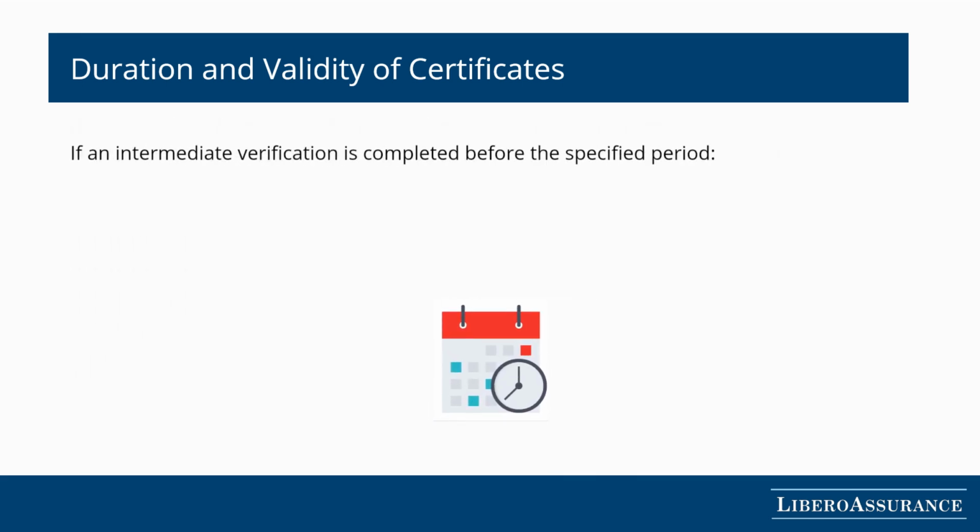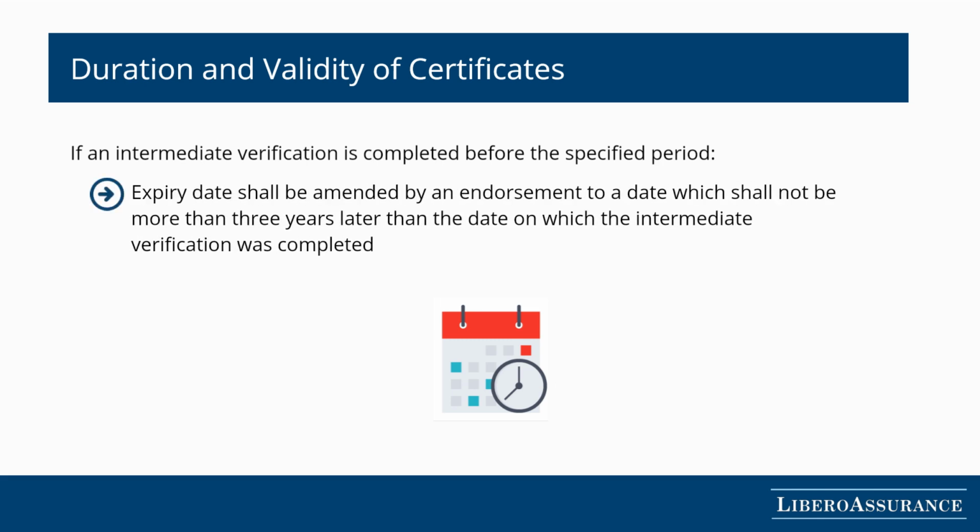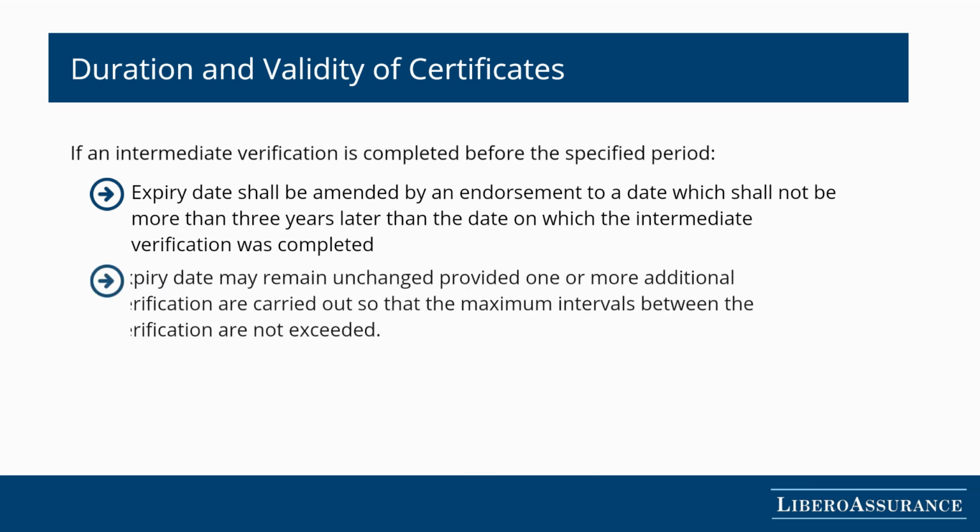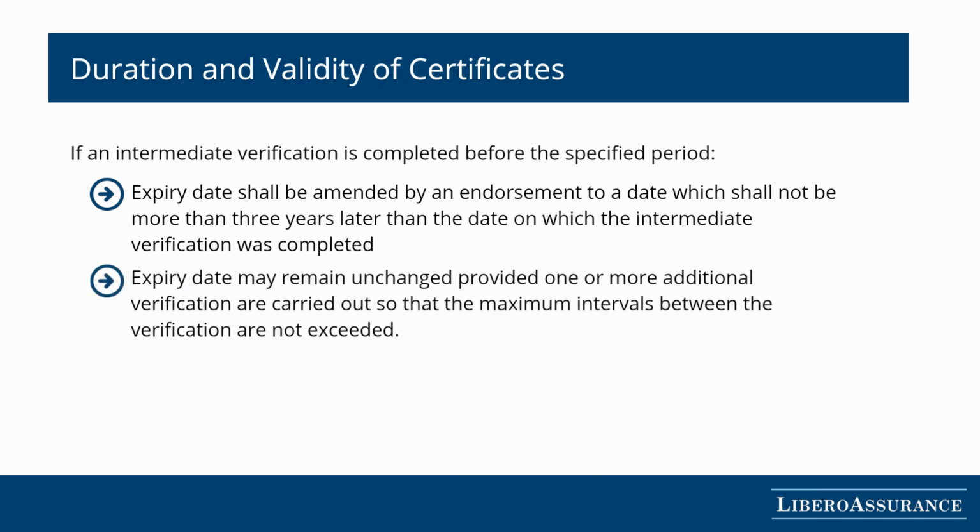If the intermediate verification is completed before the specified window, the expiry date of the certificate may be amended by endorsement to a date not more than 3 years after the intermediate verification date. Alternatively, the expiry date may remain unchanged, provided that one or more additional verifications are carried out, to ensure the maximum intervals between verifications are not exceeded.